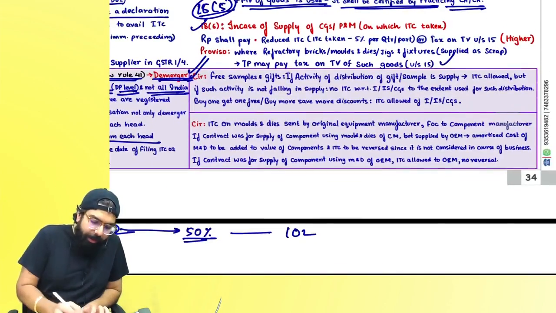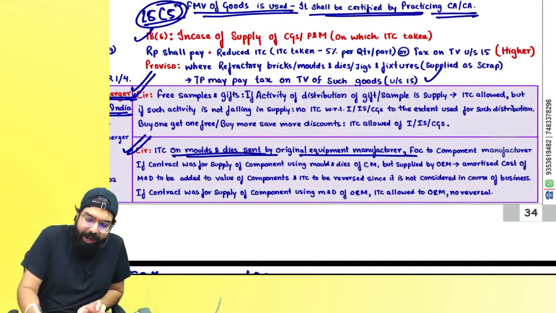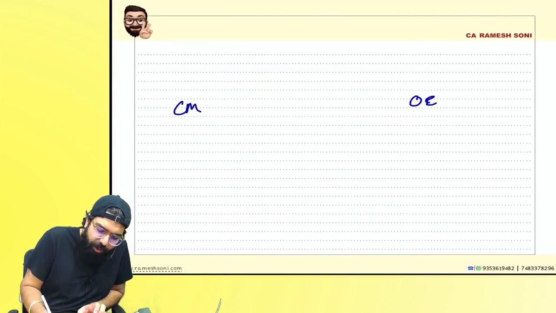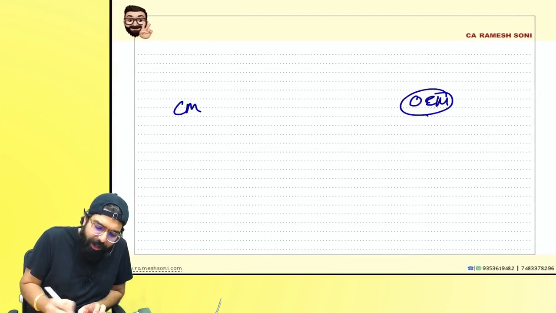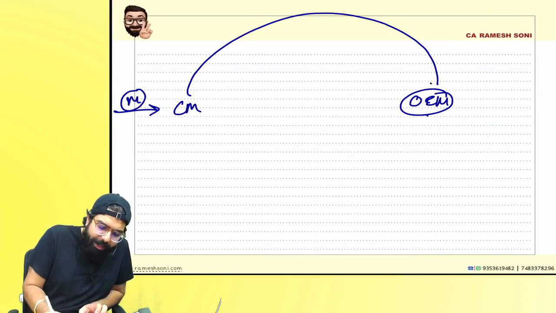Right, everyone? The next one is the circular with respect to the original equipment manufacturer and the component manufacturer. Over here, one is a component manufacturer and one is the original equipment manufacturer. The original equipment manufacturer told the component manufacturer, you buy the mold, you make the item and give it to me.